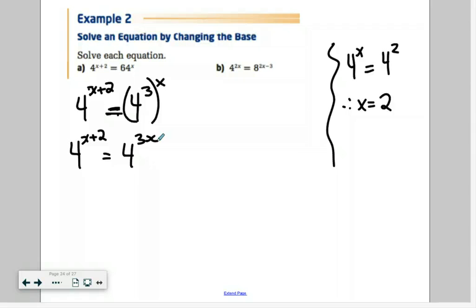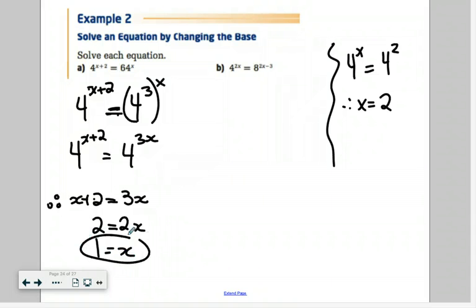We've got that situation there where we have the same base on both sides, 4, and then it's to the power of x plus 2 and to the power of 3x. So since the bases are equal, we can therefore conclude that the exponents must be equal to each other as well, such that x plus 2 is equal to 3x. And this is now just a linear equation that we can quickly solve such that 2 is equal to 2x, and therefore x is equal to 1.